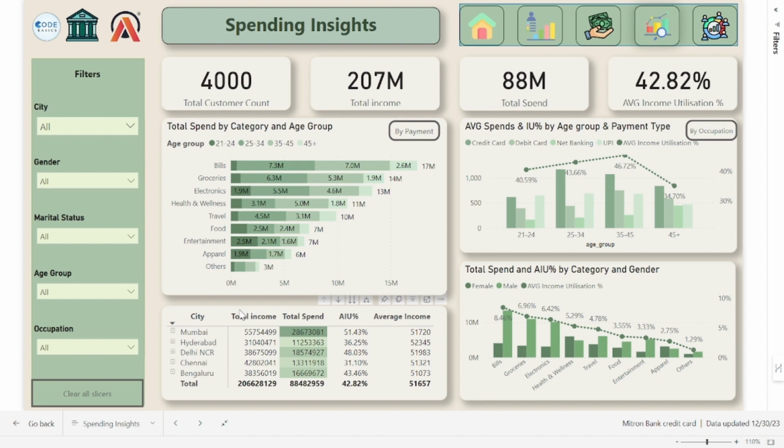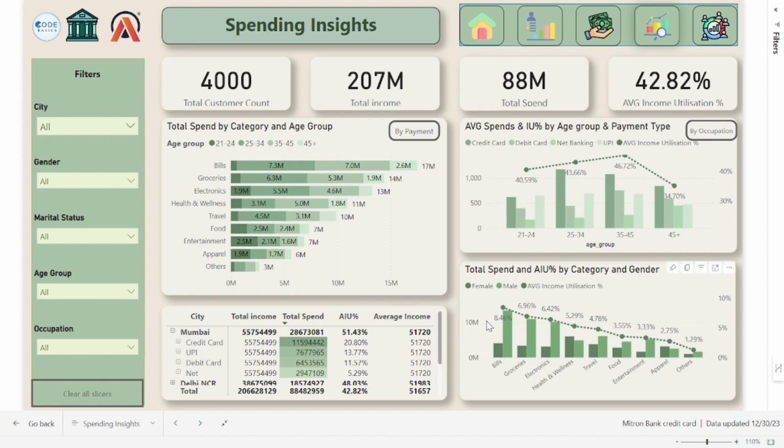This table shows the city-wise total income, total spending, average income utilization and average income. We can see that Mumbai is the highest total spender. If we click on this plus icon, we can see the payment type also. Mumbai customers mostly use the credit card while spending, followed by UPI.